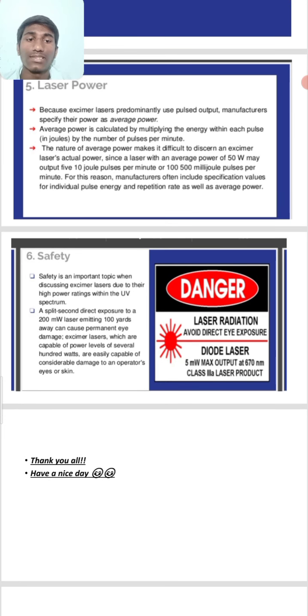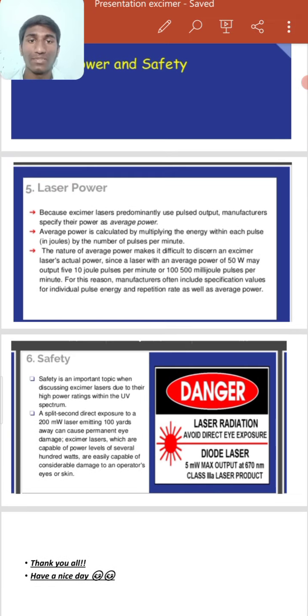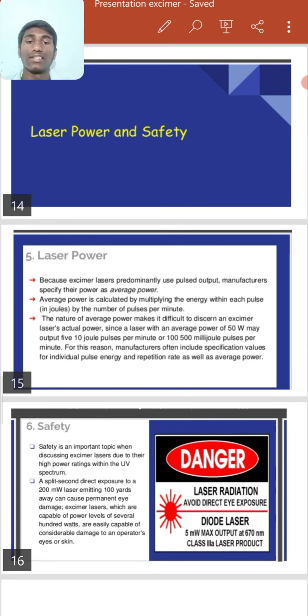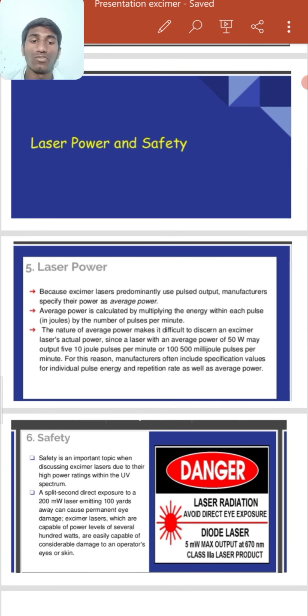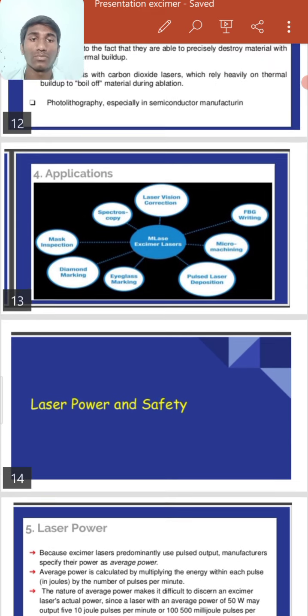operator's eye or skin. From this section, you have seen the construction, safety measures, applications, working principle, laser power, and got a brief introduction about the excimer laser.